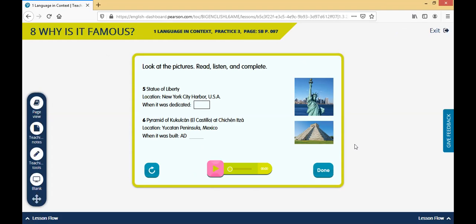5. Statue of Liberty. The Statue of Liberty is located in New York City Harbor in the United States. It was dedicated in 1886. 6. Pyramid of Kukulkan, El Castillo at Chichen Itza. The Pyramid of Kukulkan, or El Castillo, at Chichen Itza, is located on the Yucatan Peninsula in Mexico. It was built around AD 900.